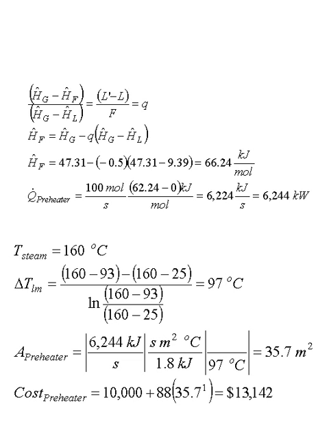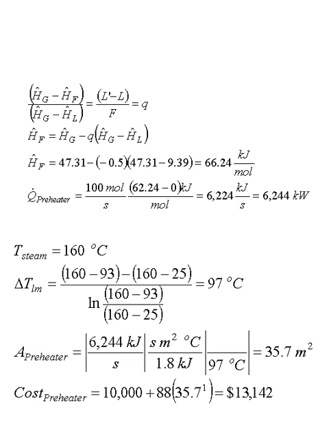If we're going to use steam at 160 degrees Celsius to supply this energy, we can determine the delta T log mean driving force between the outlet and inlet temperatures of the heat exchanger. In this case, we're coming out of the heat exchanger at 93 degrees Celsius. We're entering at 25. And we'll find that the log mean temperature driving force is 97 degrees Celsius.